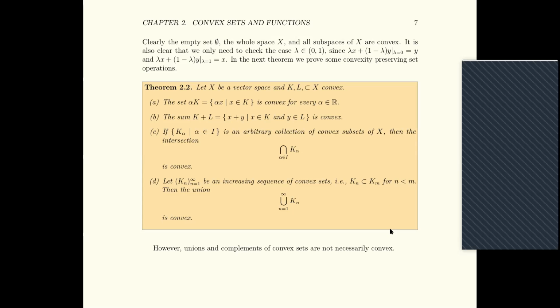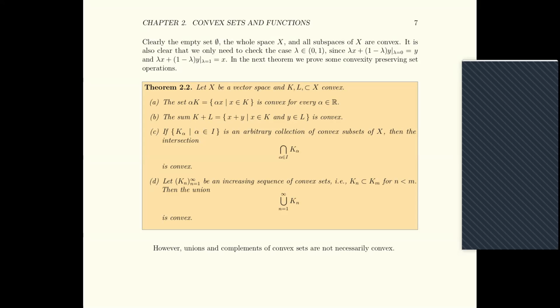The whole space, when we're dealing with a vector space, is a space which is closed under linear combinations of all vectors. So the space itself must be convex because you can take any combination, and it's still inside that space.